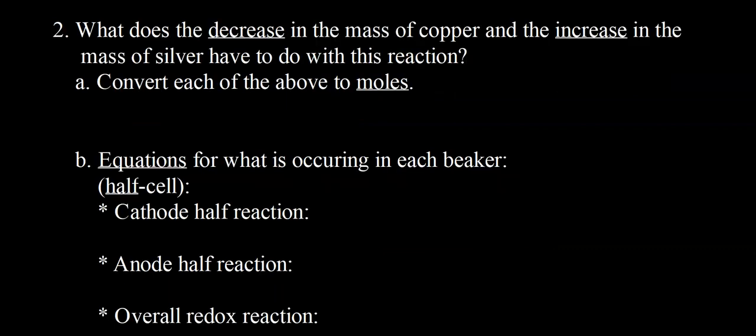So what does all this mean? What can we make of these observations? What does the decrease in the mass of copper and the increase in the mass of silver have to do with this reaction? So let's start here. Let's take the mass change of each electrode and convert that to moles. So convert the 1 gram of copper to moles and convert the 3.40 grams of silver to moles. Go ahead and pause the video while you do those calculations.